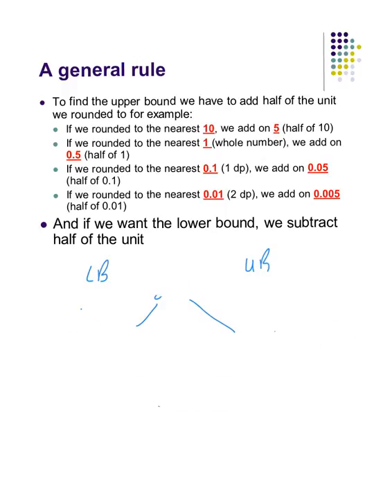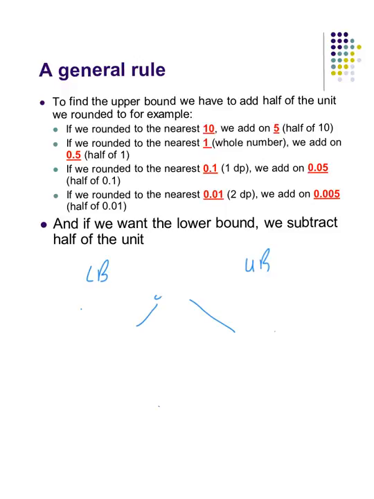So we have here that a number, if it's been rounded to the nearest 10, we add on 5 to find the upper bound and subtract 5 to find the lower bound. If we round it to the nearest whole number, we add 0.5, which is half of 1, to find the upper bound and subtract 0.5 to find the lower bound. If we're rounding to one decimal place, so 0.1 to one decimal place, then half of 0.1 is 0.05.